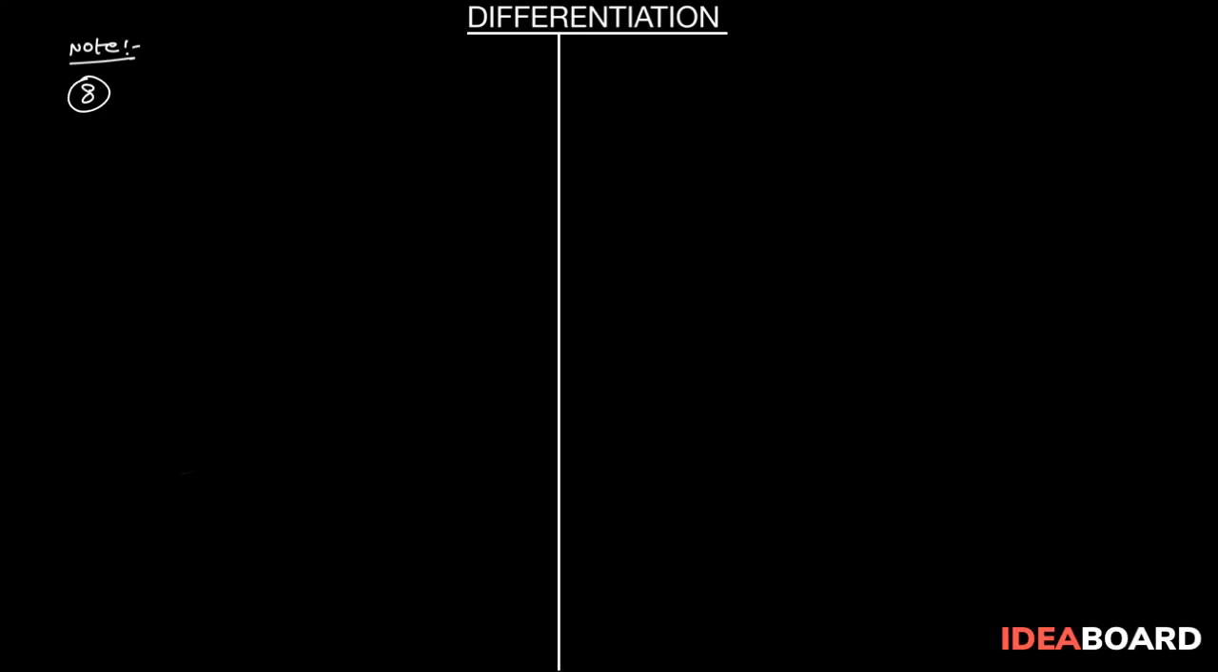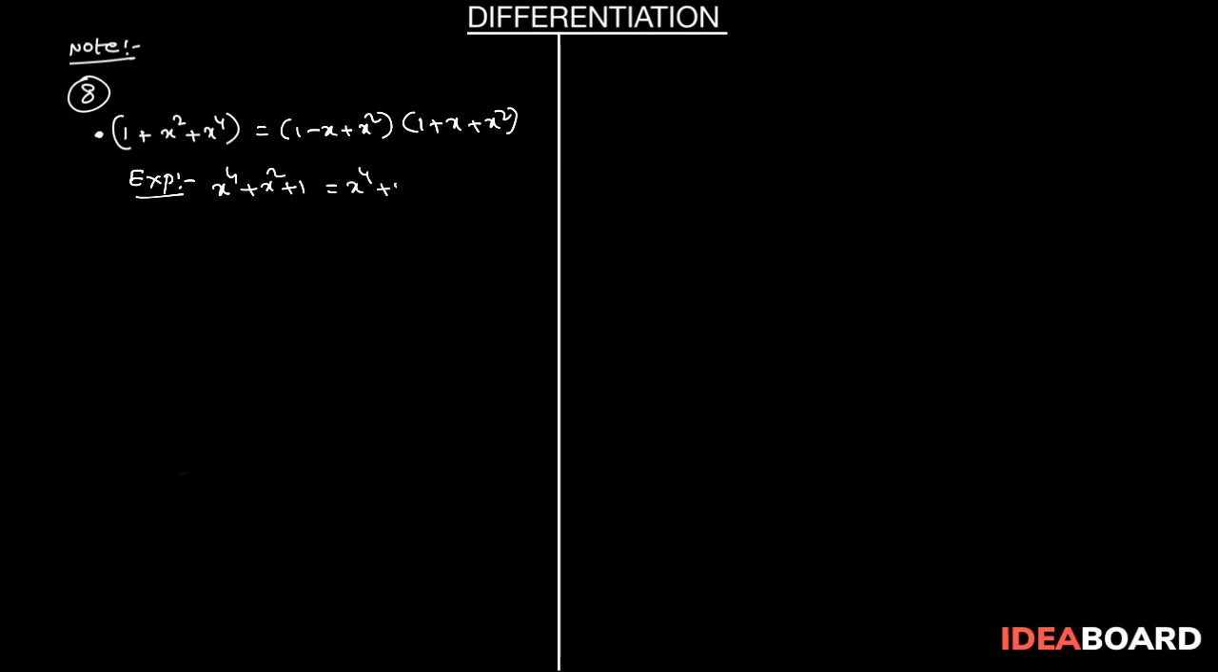Eighth point, some important expansions. Now we will discuss one important thing, that is split 1 plus x square plus x power 4 into factors, that is 1 minus x plus x square into 1 plus x plus x square. Explanation. Here x power 4 plus x square plus 1 equals x power 4 plus 2x square plus 1 minus x square, that equals x square plus 1 whole square minus x square, that equals x square minus x plus 1 into x square plus x plus 1.